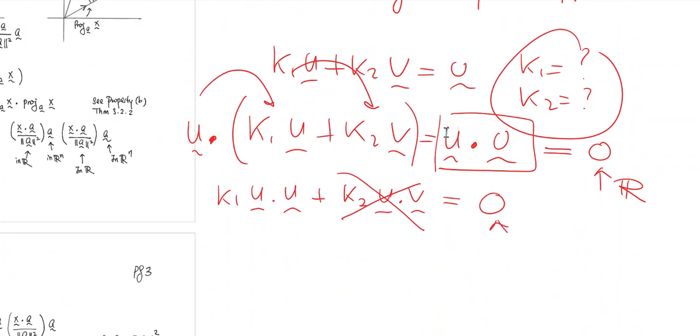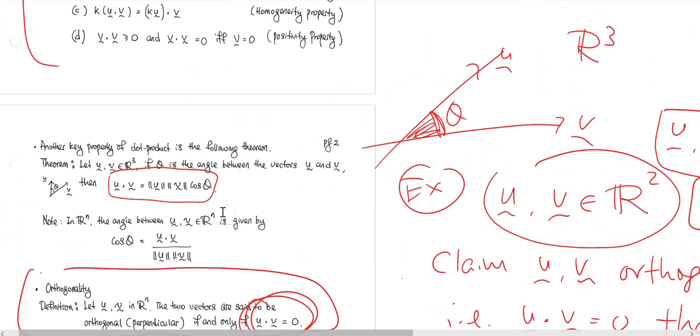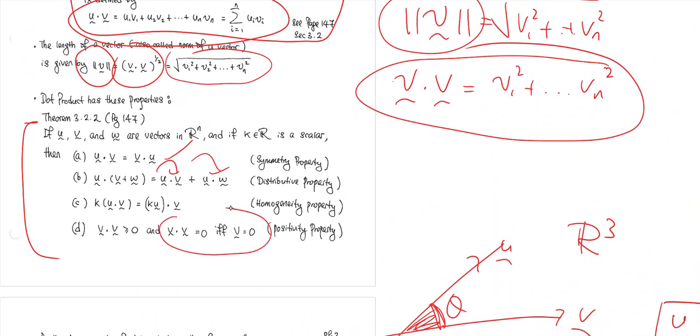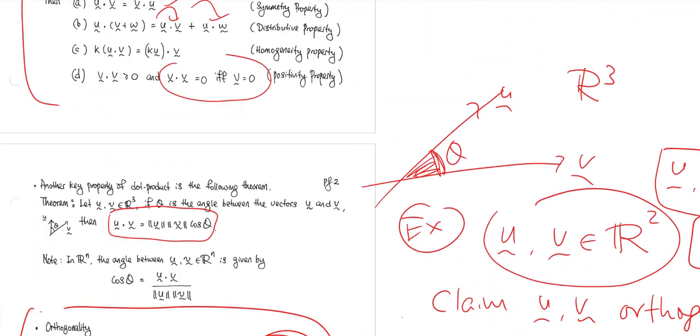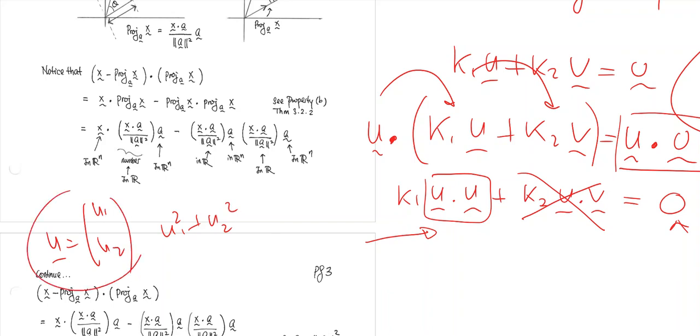So where do we use that u and v are non-zero vectors? Right here. If your u is a non-zero vector, your u dot u can never be 0. How do we know that? We know that from the positivity property in the theorem. If your vector is not 0, the dot product will not be 0. You can also see it easily by taking the dot product: u dot u is u1 squared plus u2 squared if your u is (u1, u2). And you can see that if your vector is not 0, this term is never equal to 0.